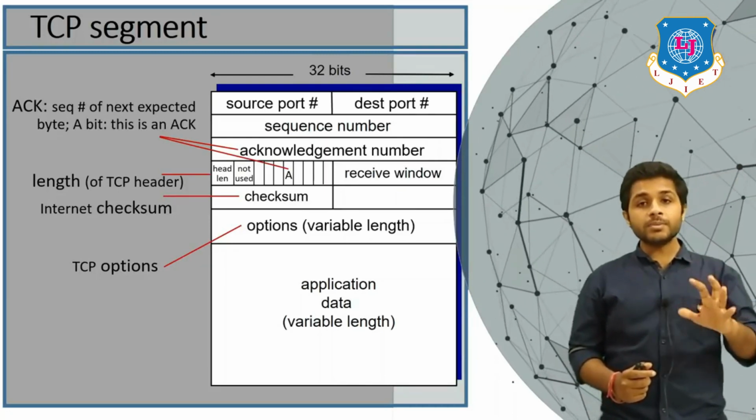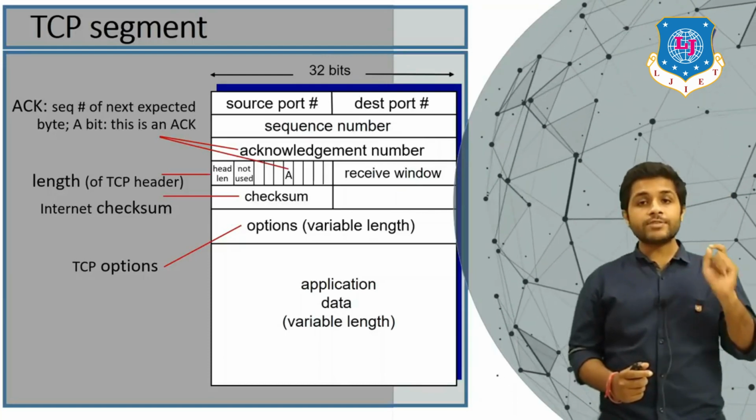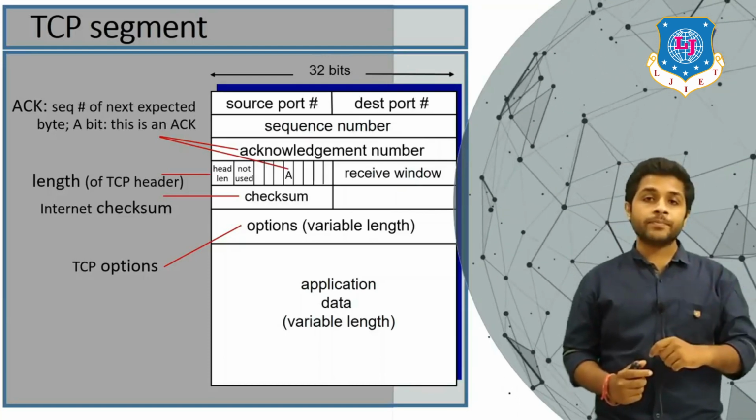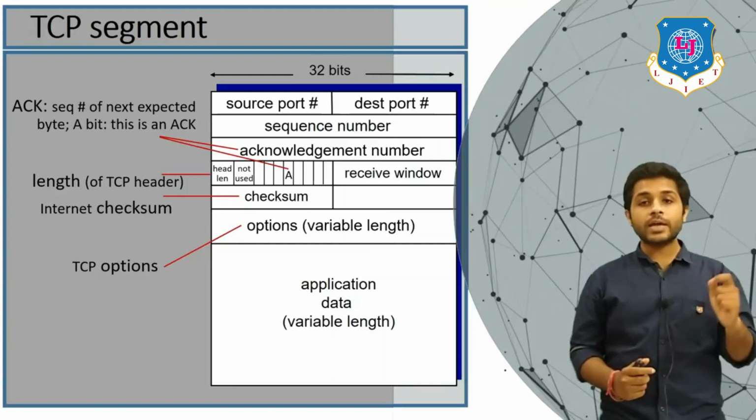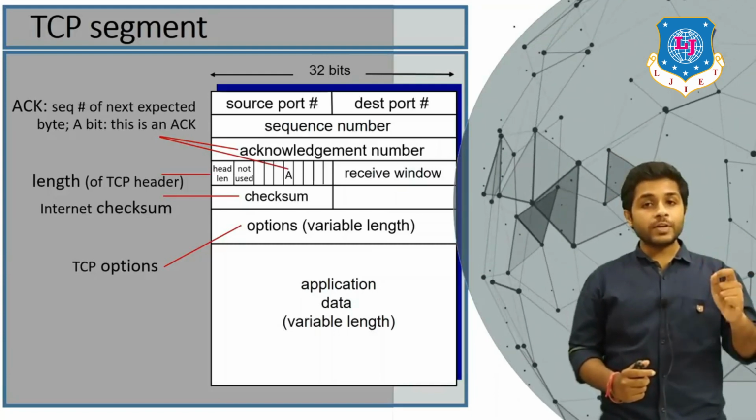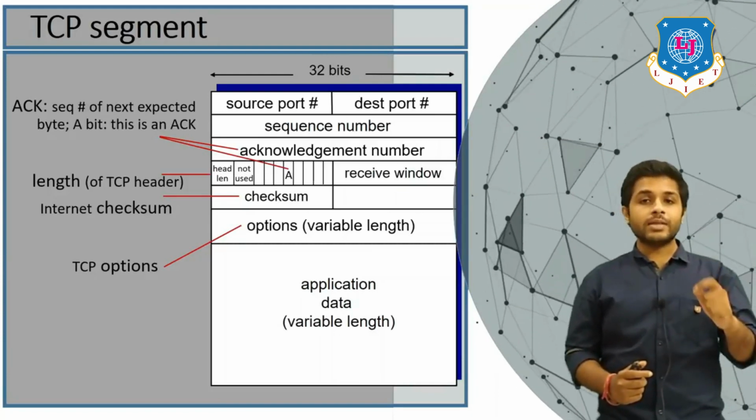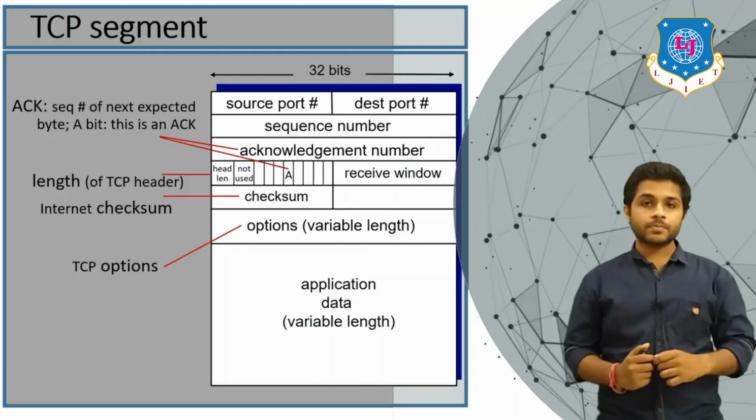So what is the minimum size of the header? It is 5 into 4, which means 20 bytes. And what is the maximum size of the header? It is 15 into 4, that is 60 bytes.